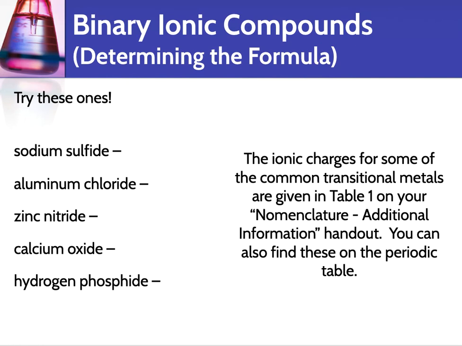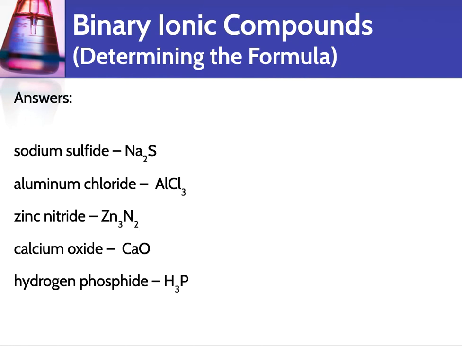We know the pattern on the periodic table to figure out the charges of the main group elements, but the transition metals are a little all over the place. Some of those charges are given to you in your handout, which you'll get in class, the nomenclature additional info handout. In table 1, you'll see some charges that you'll need to figure out formulas. So here are the answers to those practice questions.